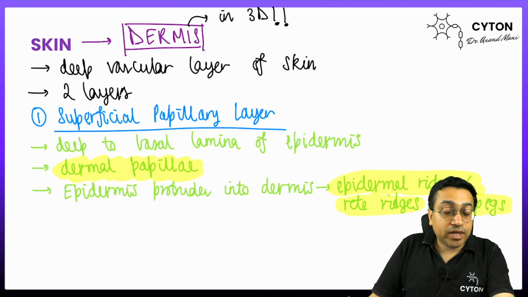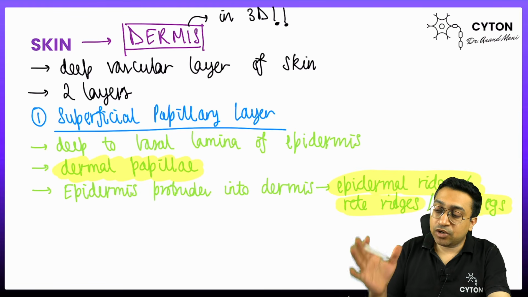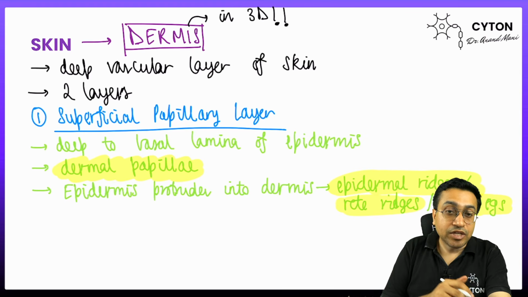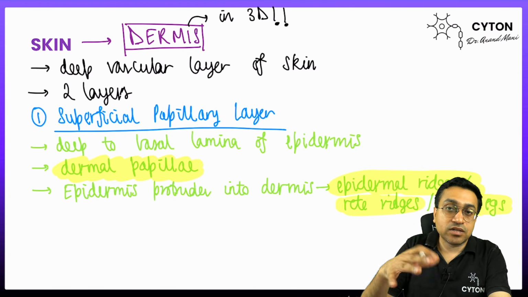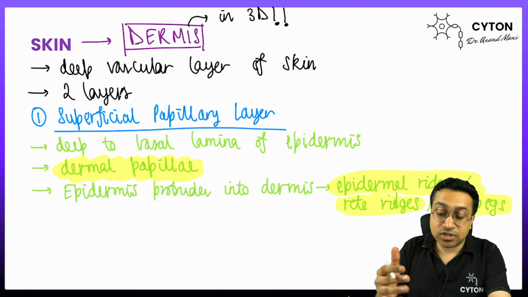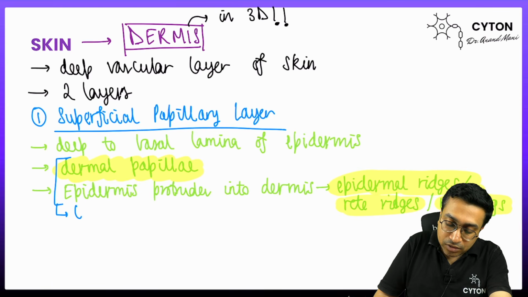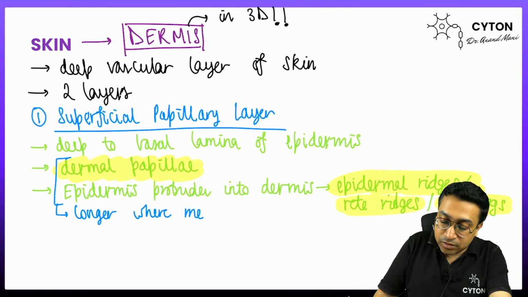So the dermal papillae and epidermal ridges, these are the two main things. They are longer in the skin where the mechanical stress is more. For example, the skin of the palm, the skin of the hand. So the skin over the palm and dorsum of the hand has more of these because there is more mechanical stress. Okay, so these two are longer where the mechanical stress is more.